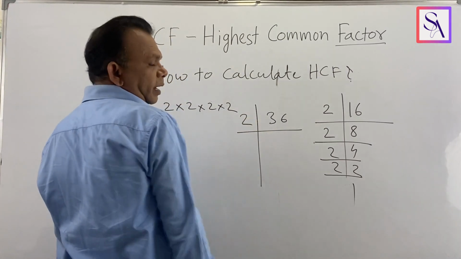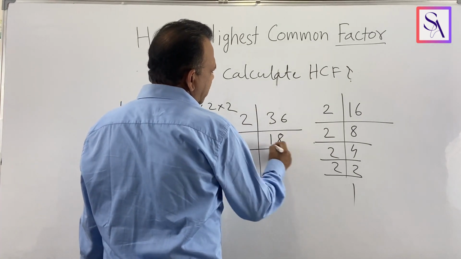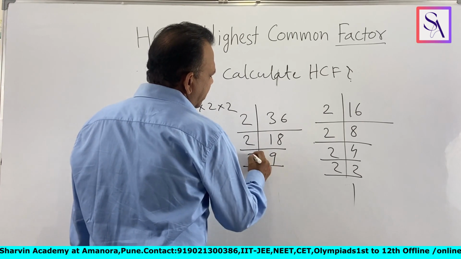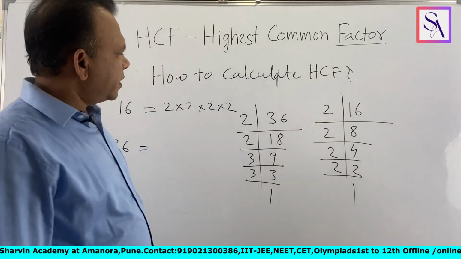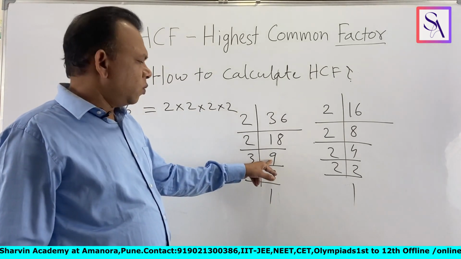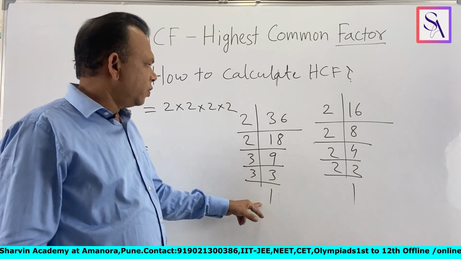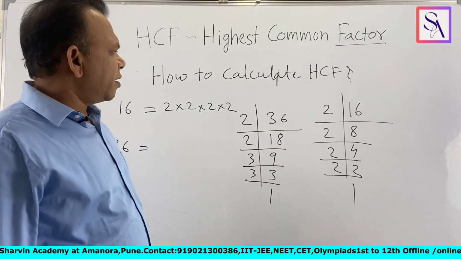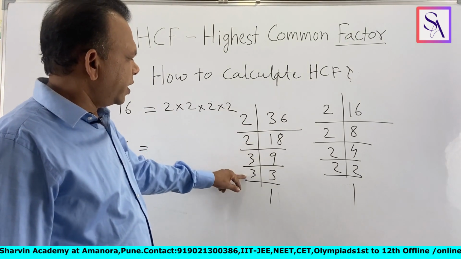I can start from 2. 2 1s are 2. 2 8s are 16. 2 9s are 18. 3 3s are 9. 3 1s are 3. Right? So 9 is not divisible by 2, so I have taken the next number, that is 3. So 3 3s are 9. So 36 can be factorized like this: 2 into 2 into 3 into 3.